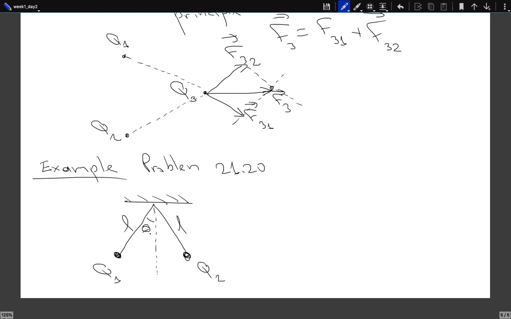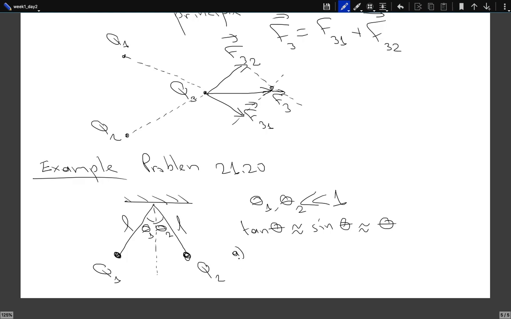And let's call this angle theta 1, this angle theta 2. And we are also given that theta 1 and theta 2 are small. They are much less than 1. Well, basically, that small angle will tell me that the tangent of these angles is approximately equal to their sine, which is approximately equal to the angle itself. Okay, so let's see what the question asks.